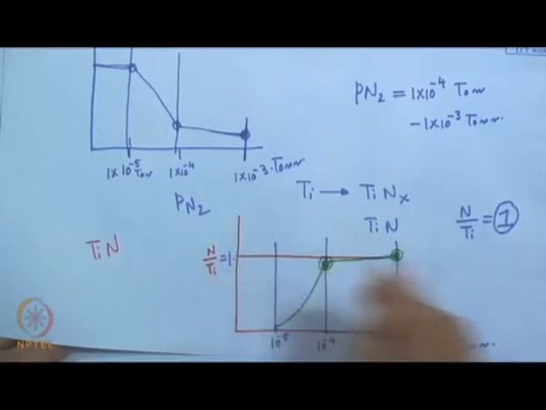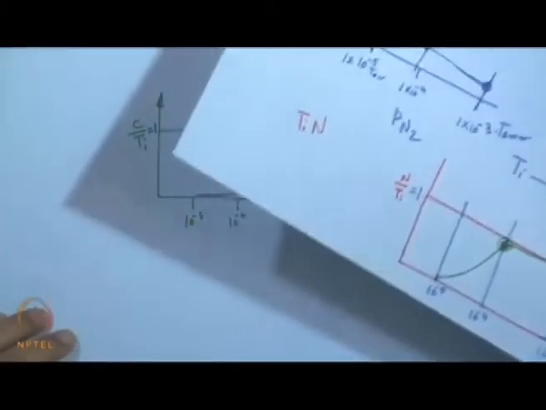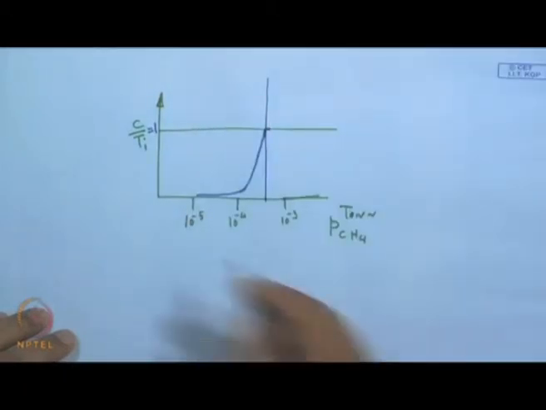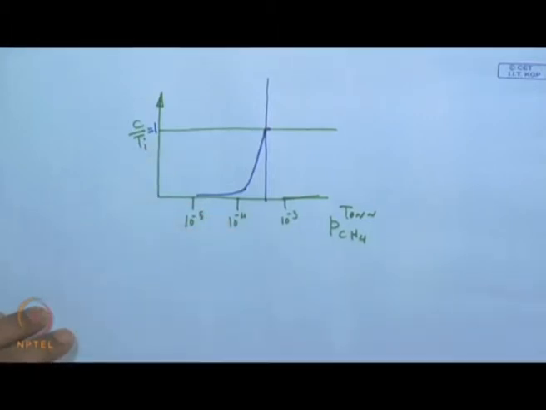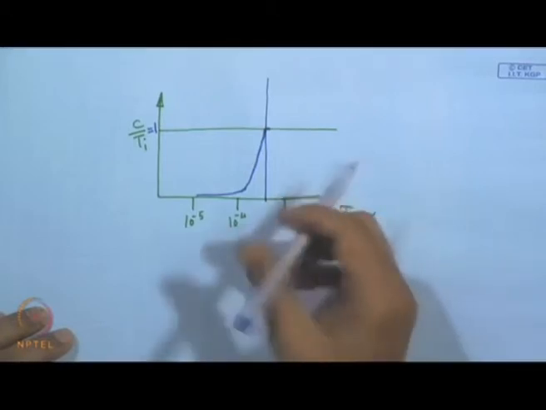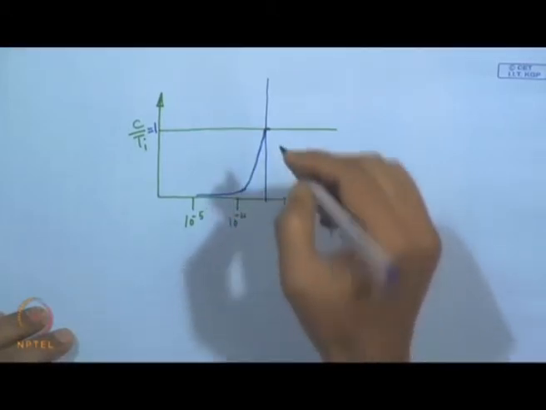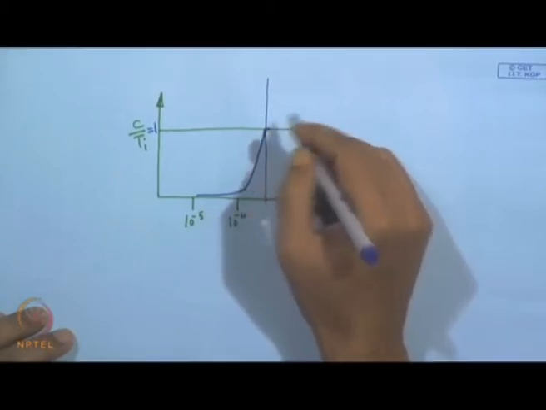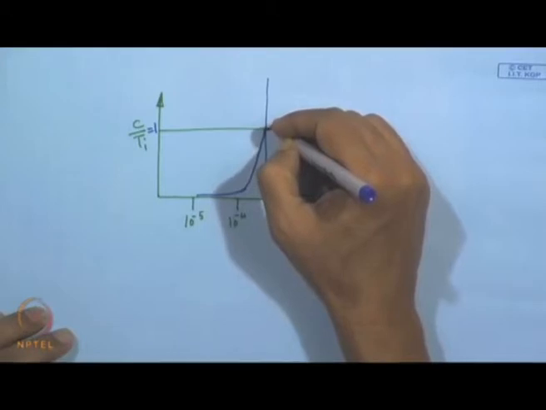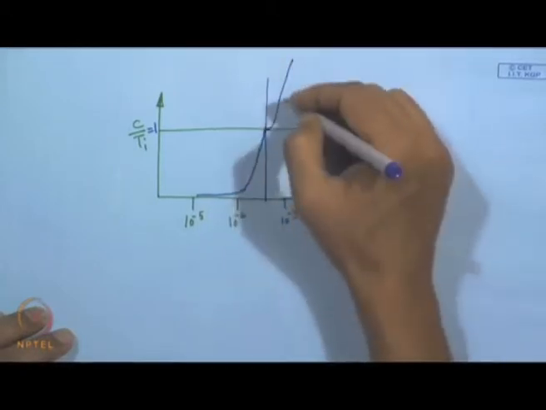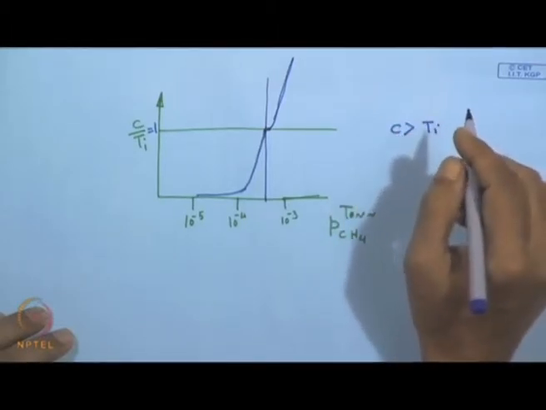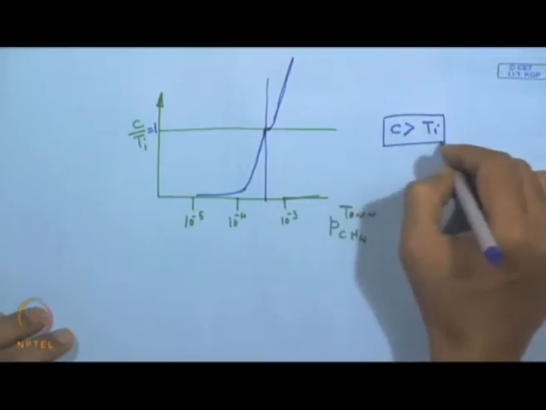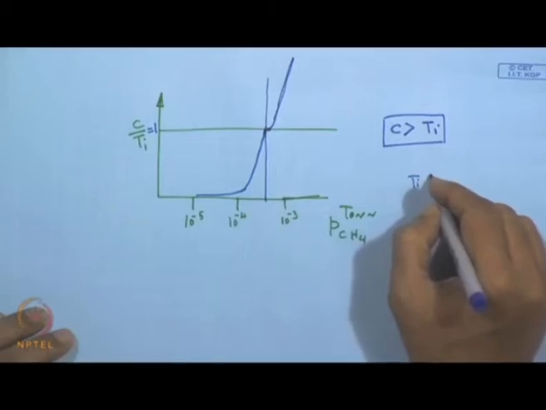So, this is also N by Ti equal to 1. This is one of the best values for stoichiometric formulation, where C by Ti is going to be 1, but one cannot hold it with such stability. With just a little variation in the partial pressure, one would not expect this to be very stable, but it will go like this, very sharp. That means in this zone C is greater than Ti in the coating.